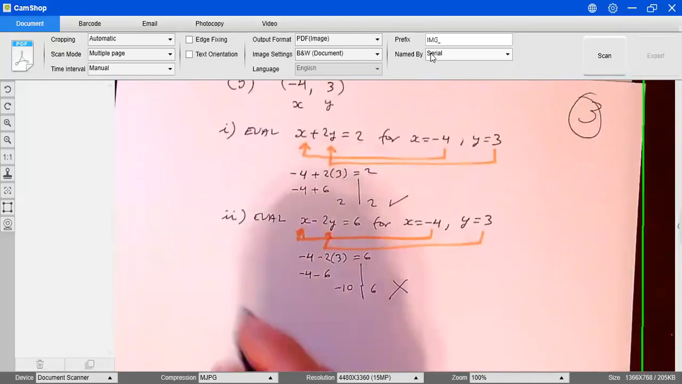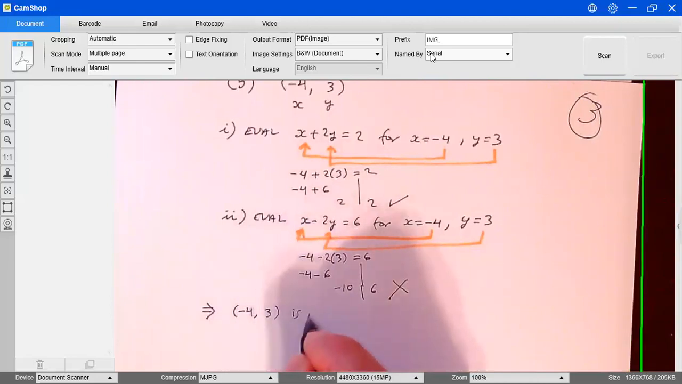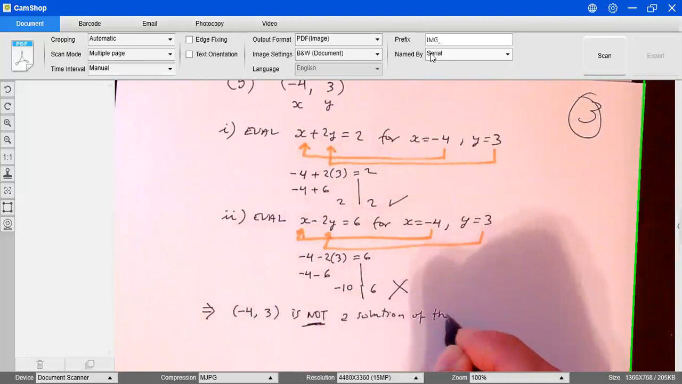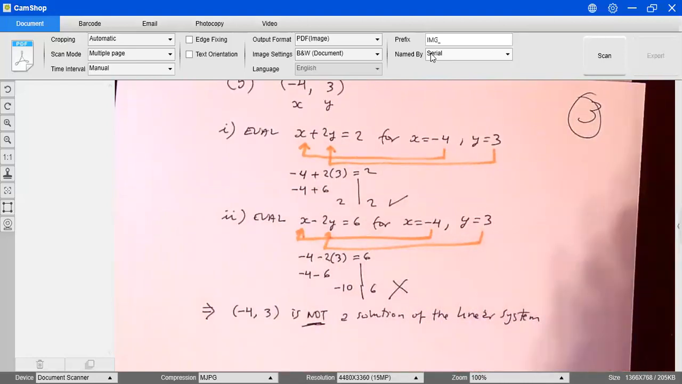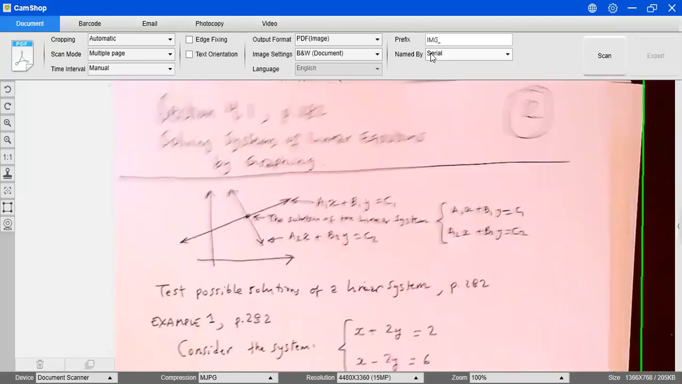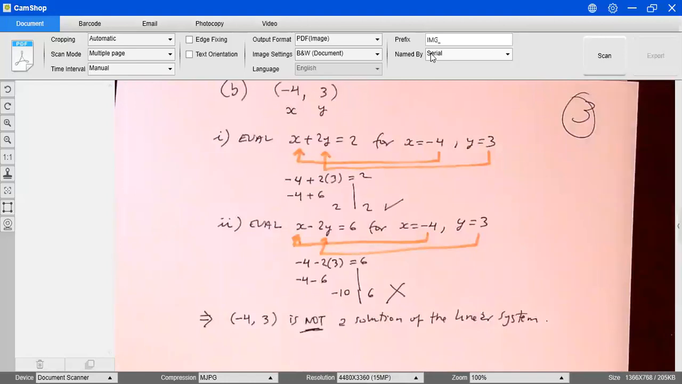So that means that the point with coordinates -4, 3 is not a solution of the linear system. What linear system? The system that was presented at the very beginning. This is the system.